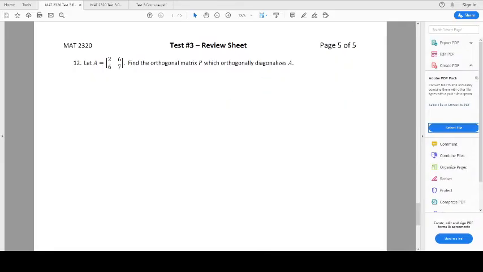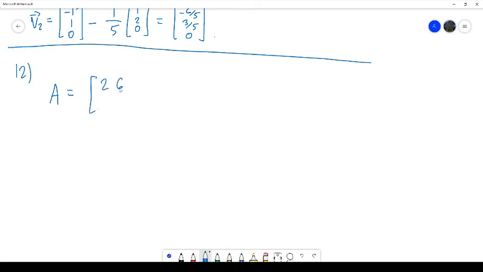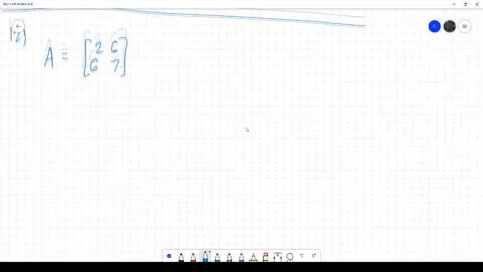All right, and the last problem we'll do is number 12. We want to do the same thing, find an orthogonal matrix which orthogonally diagonalizes A. We have this 2 by 2 matrix to start with. Okay, so we're using A equals 2, 6, 6, and 7. And we want to find this matrix P.